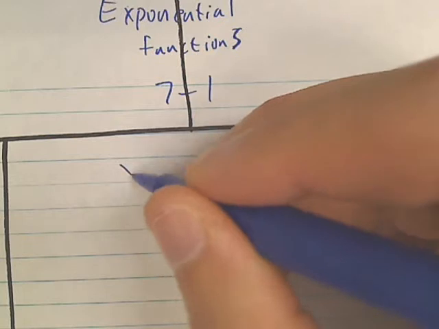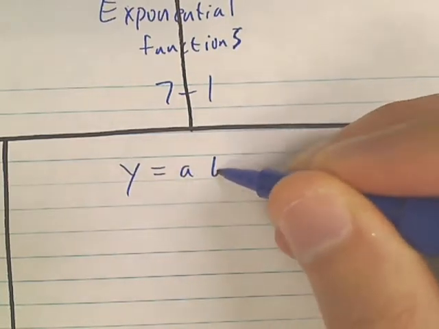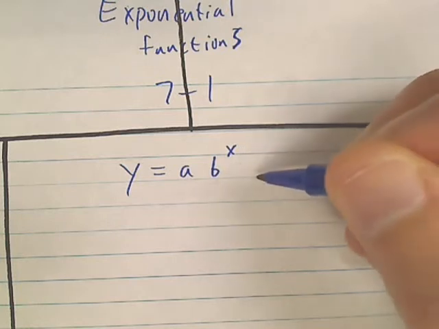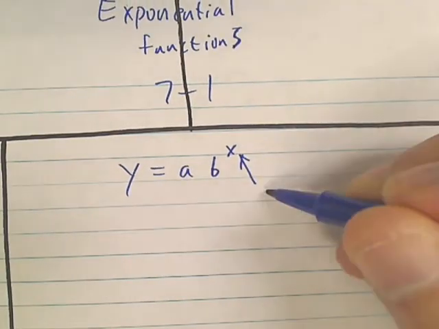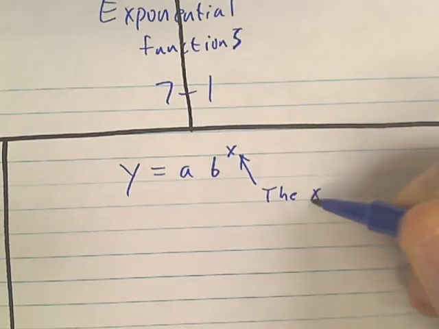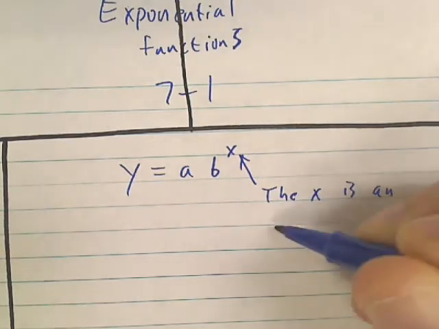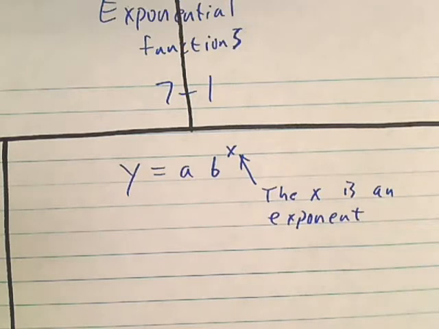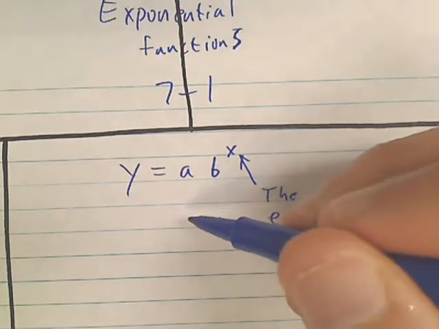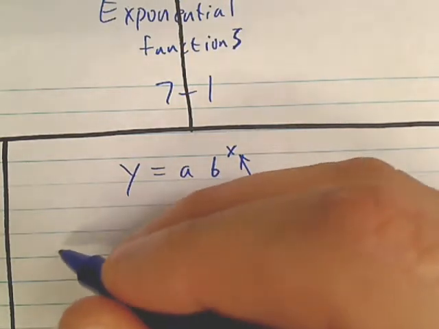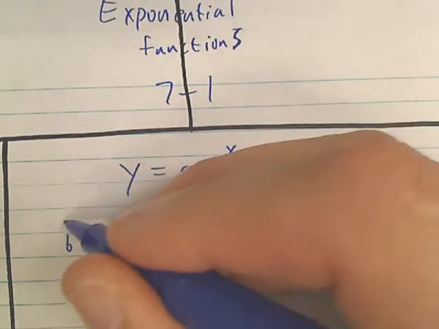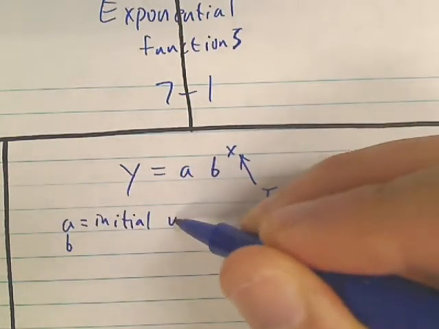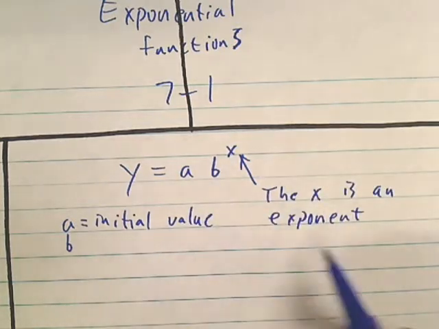An exponential function looks like this: y equals a b to the x power. The x is an exponent. This is what's new here. Okay? The value of b is called the growth factor. Let me go to a first. A is the initial value, also the y-intercept.